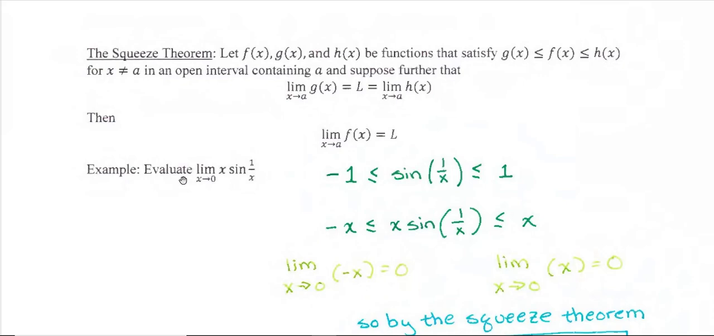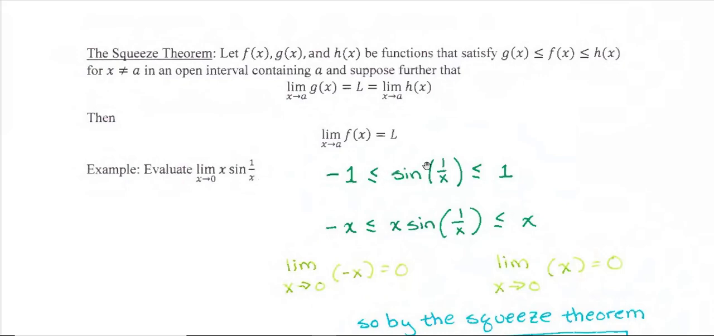So let's look at this example here. The limit as x approaches 0 of x times the sine of 1 over x. We clearly can't do direct substitution because that 1 over x would be 1 over 0, which is undefined. But what do we know about sine? We know that the domain of sine is all real numbers. You can plug in anything you want, but the range of the sine is always between 1 and -1.